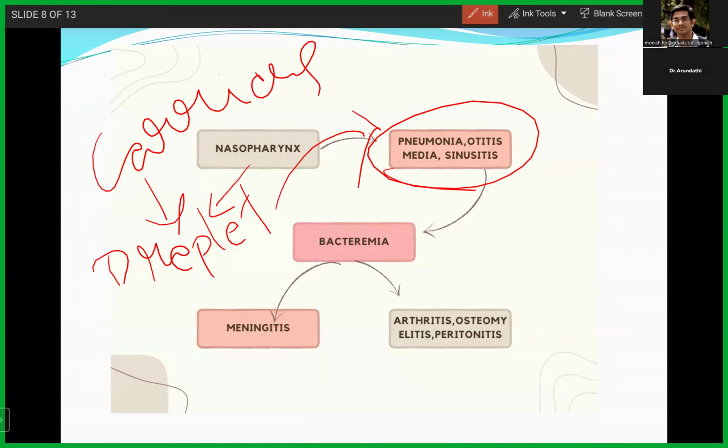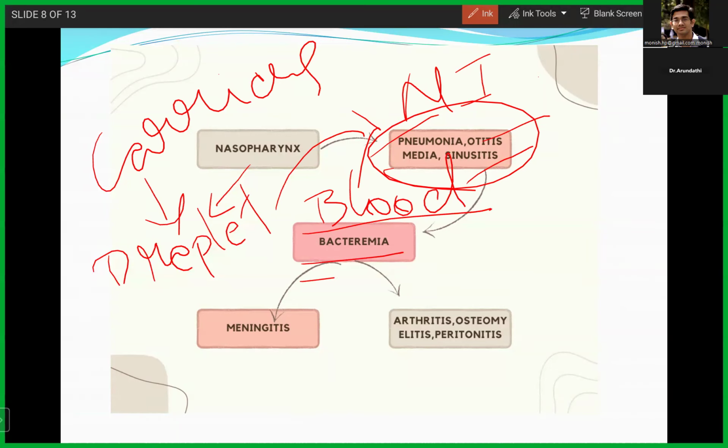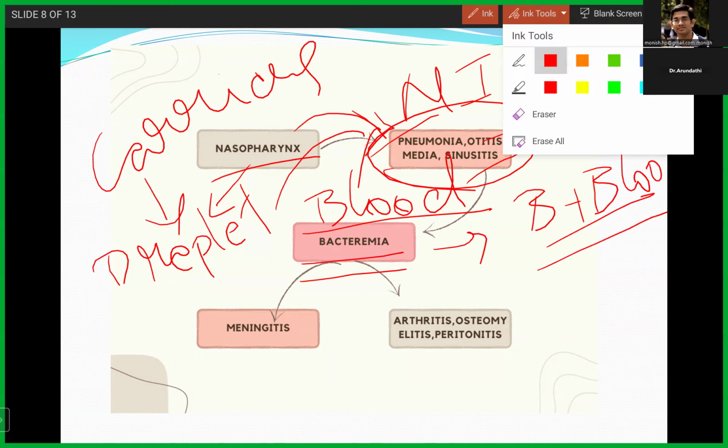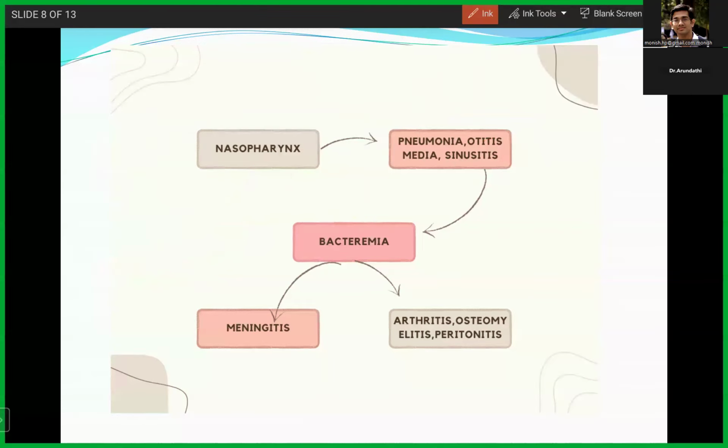Obviously, it can go to the lungs or to the ear canals or the sinus, resulting in pneumonia, otitis media, or sinusitis. All these are called non-invasive manifestations. But along with this, it can also go to blood and result in bacteremia. What is bacteremia? Bacteria in blood is called bacteremia. So the organism is in the nasopharynx. From the nasopharynx, the organism has entered into the lungs to cause pneumonia, or it can result in sinusitis, otitis media.